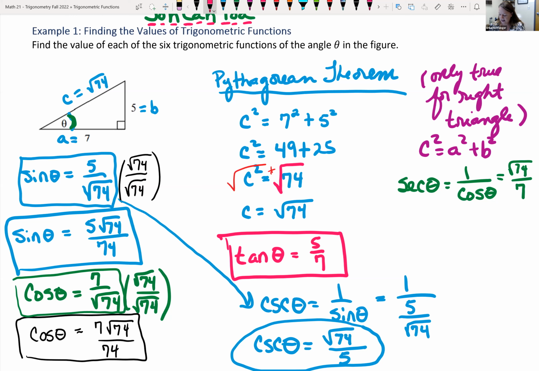And tangent theta, that is the reciprocal, I'm sorry, we have cotangent theta. Is the reciprocal of tan theta. So 5/7 reciprocal would be 7/5.